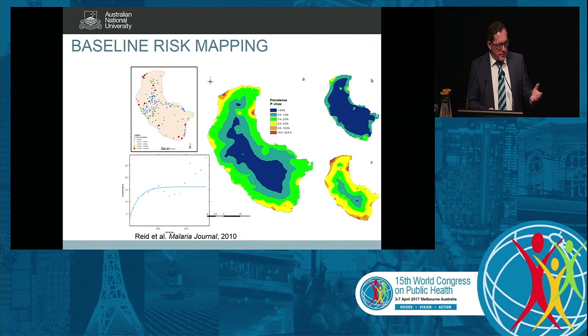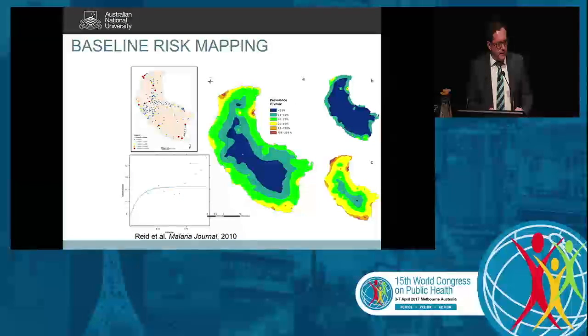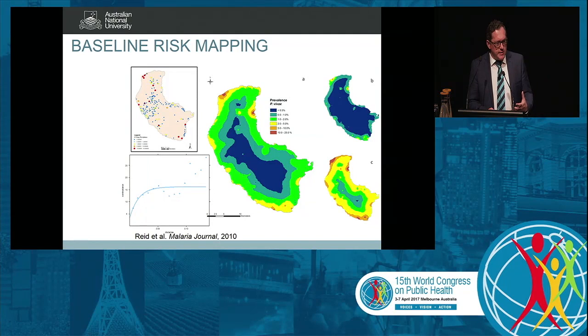So here we've got an example of a map that's used at the baseline stage of a malaria control program in Vanuatu, but they don't tend to be easily updatable and they don't tend to be very dynamic. This is the kind of mapping approach that's used by the Malaria Atlas Project to produce global estimates of malaria disease burden, but here we've got a very local example.